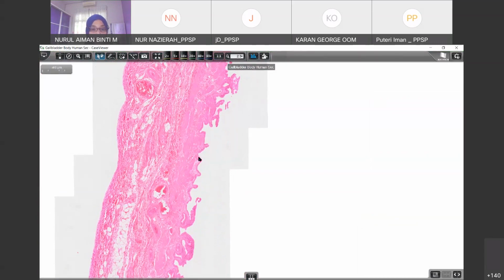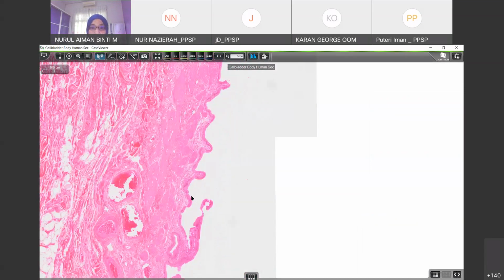Sorry, I go directly towards the surface. Okay, this is the internal surface of the gallbladder. The internal surface of the gallbladder.